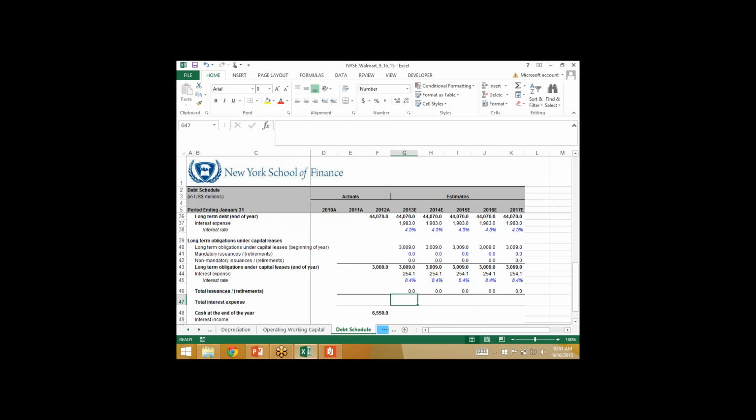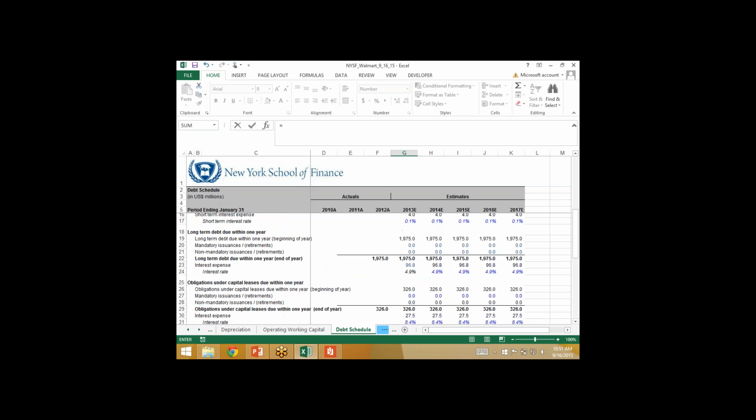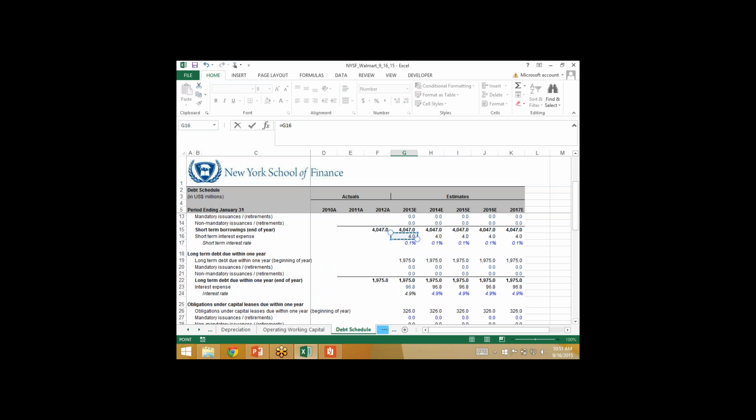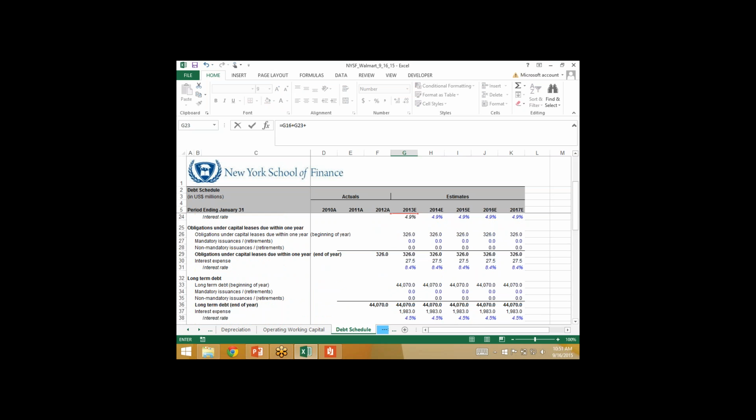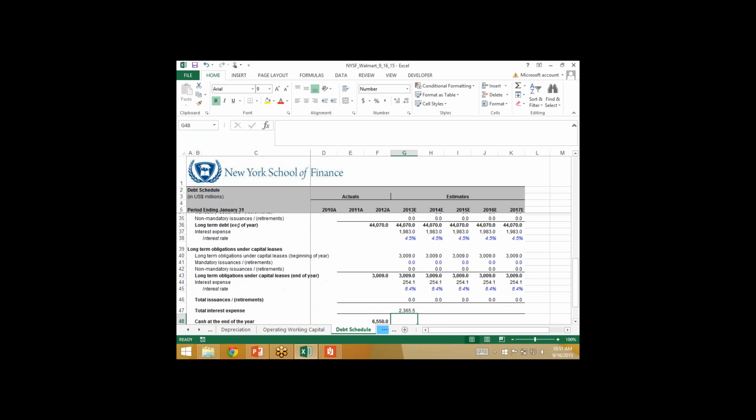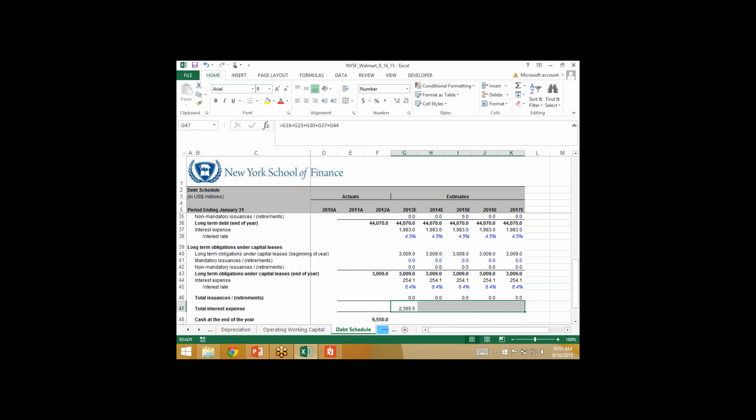We also want to add up all the interest, which is the short term plus the long term due within a year. There should be 5 of them: plus current portion long-term obligations, plus long term, plus the long term of the obligations. 23365.